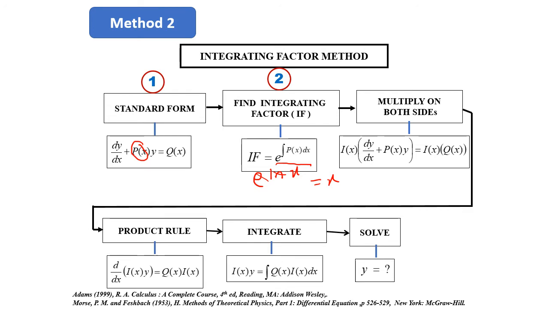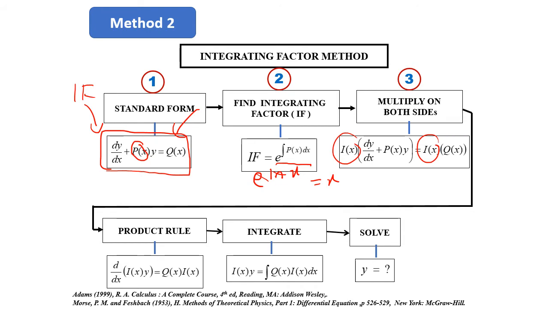Alright, next, after we obtain the integrating factor, in the third step we will multiply this integrating factor on both sides of the equation. So remember step number 1 here, the standard form. In the standard form, we will insert the integrating factor on both the left and right hand side. So that's what happens here in the third step.